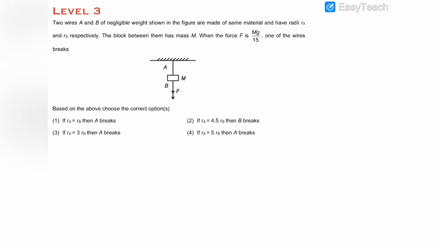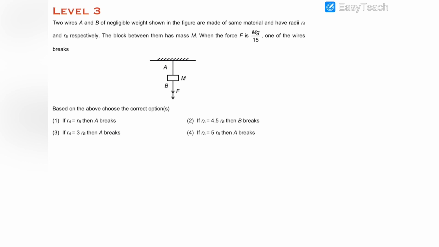In this question, you can see that there are two wires A and B of negligible weight and they have the same material and therefore their gamma is same, but their radius are different. The radius of wire A is RA and radius of wire B is RB. There is a block between them which has a mass m and a force F which is equal to mg by 15 is applied on the lower wire. One of the wires breaks. It is given in the question.